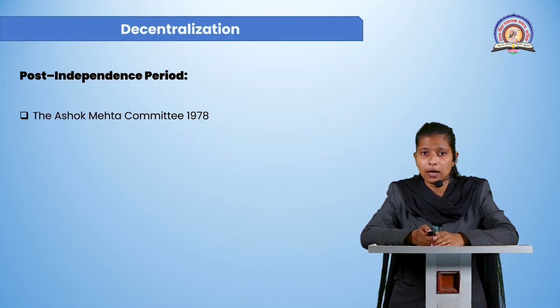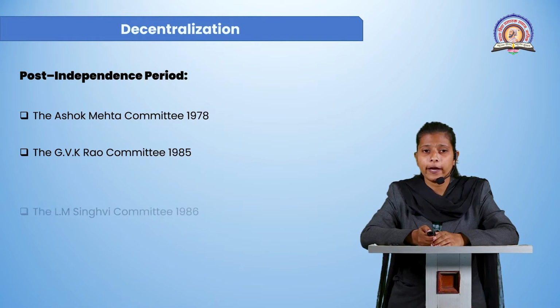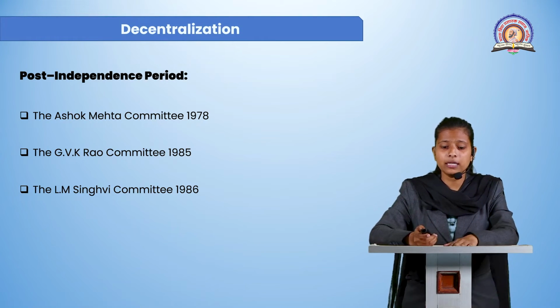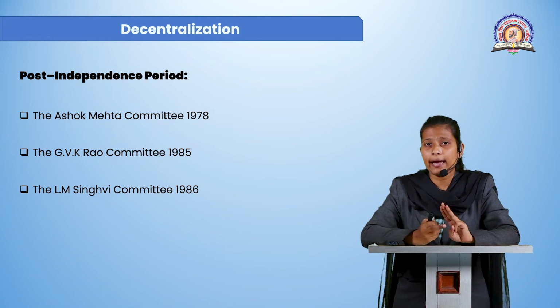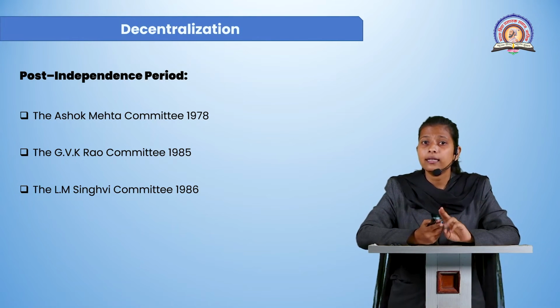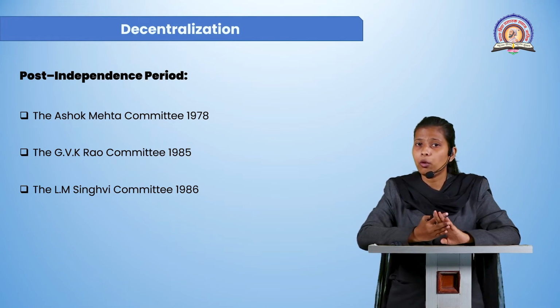The Ashok Mehta committee, 1978. The GVK Rao committee, 1985. The LM Singhvi committee, 1986. So these were the committees. Some committees said that there should be 3-tier government. Some committees said there should be 2-tier government. Some committees said that there should be 4-tier government.